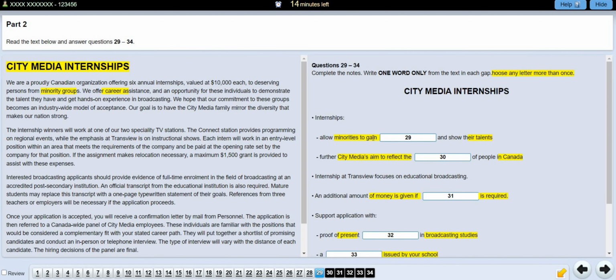Allow minorities to gain dash and show their talents. We offer career assistance, but they are not gaining career. Allow minorities to gain something. We offer career assistance and an opportunity to demonstrate the talent they have, get hands-on experience. Allowing them to gain experience. Hands-on experience. Allow minorities to gain hands-on experience.